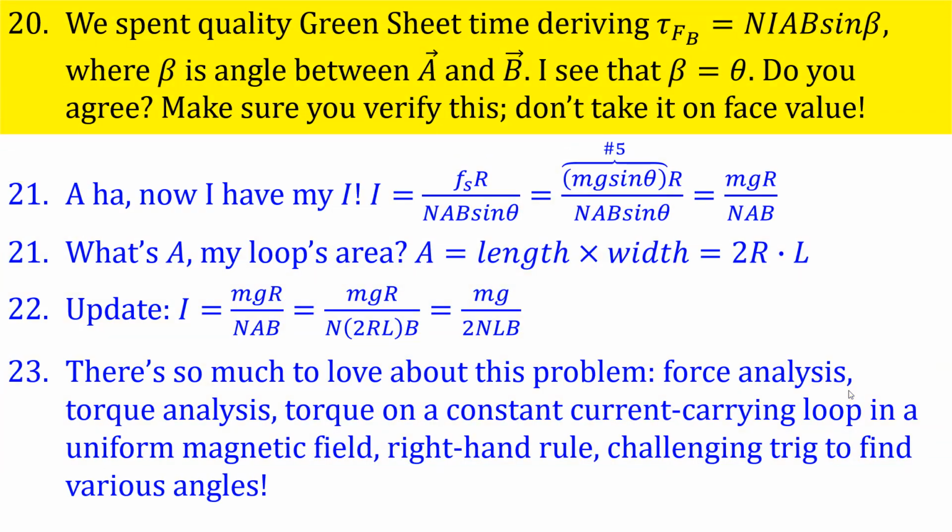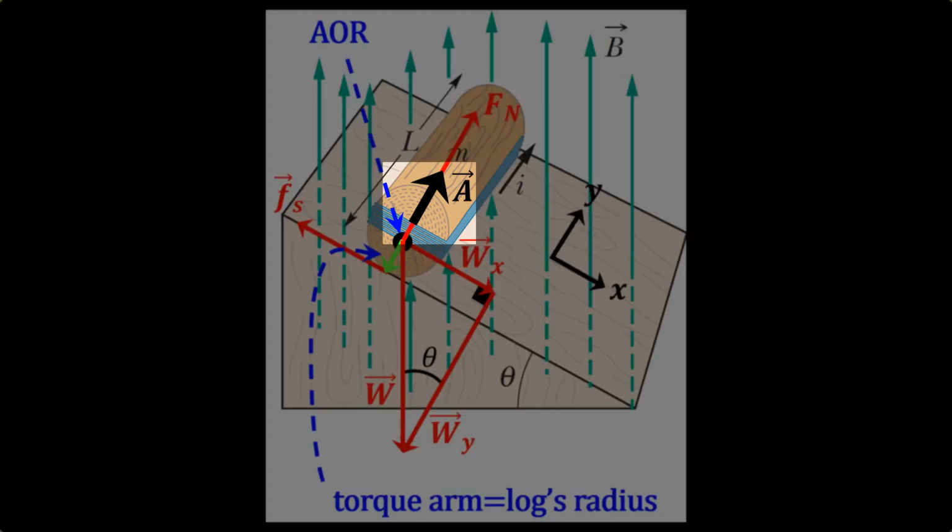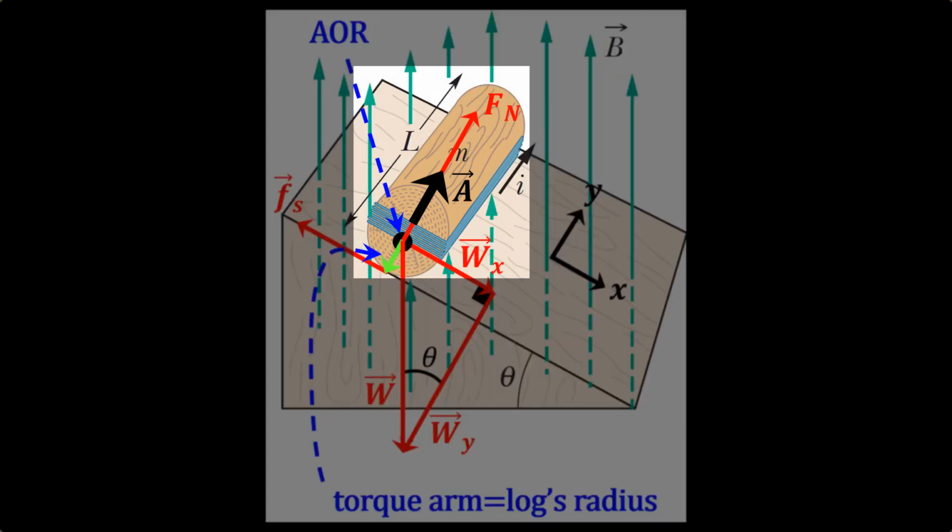Step 20, looking again at the expression for the torque produced by the magnetic force, I need to be careful with that angle beta. Angle beta is the angle between my surface normal area vector and the magnetic field vector. Let's go back to our diagram. There's my surface normal vector. It's normal to the loop plane. The magnitude of this vector equals the magnitude of the loop area. How do I know it's pointing in that direction and not the opposite direction?